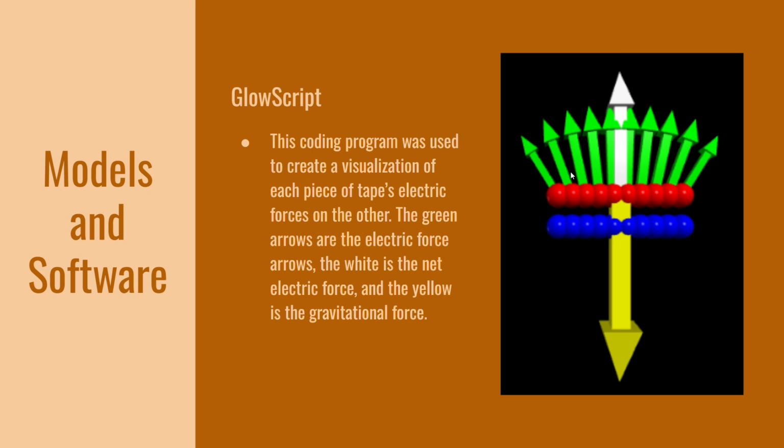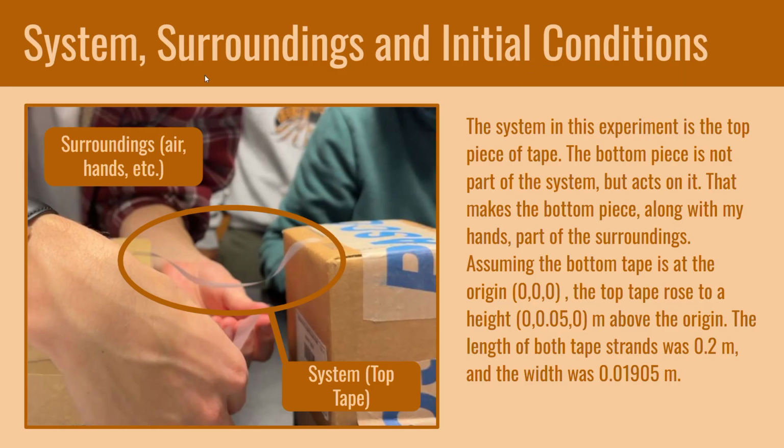The green is the electric force arrows, the white is the net force, yellow is the gravitational force. To recognize the system, surroundings, and initial conditions, this is a picture from when we were doing the lab. The top tape is the system, because that's what we're focusing on, and then the surroundings are my air, my hands, the other piece of tape, everything else.